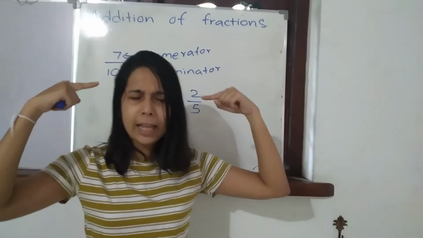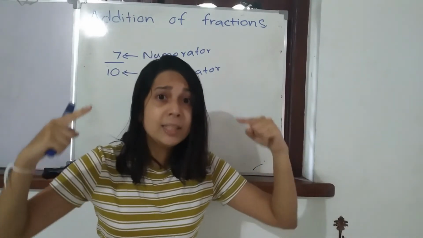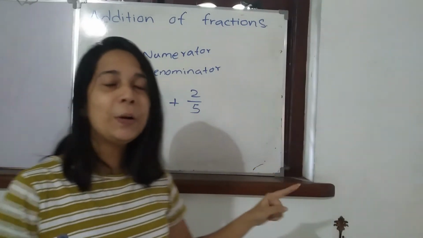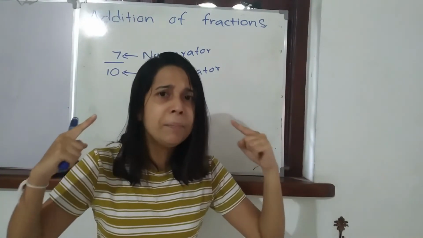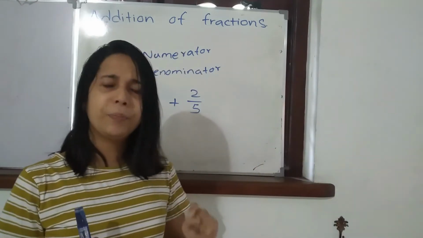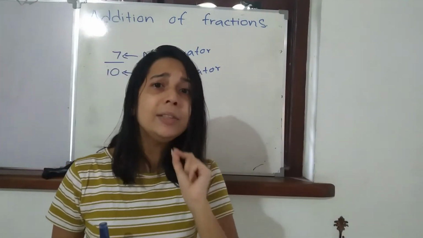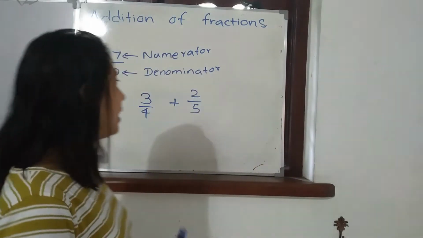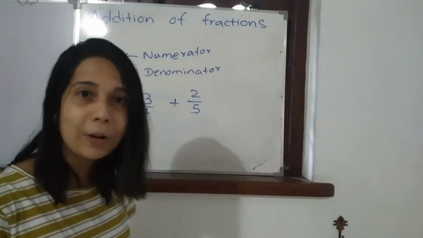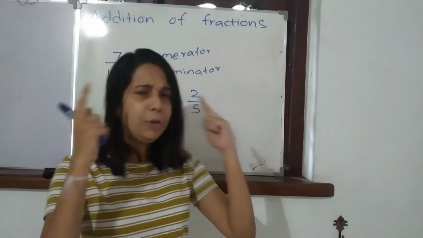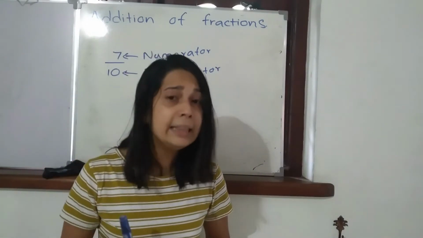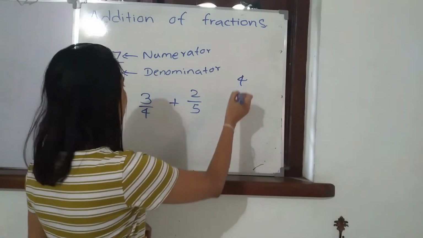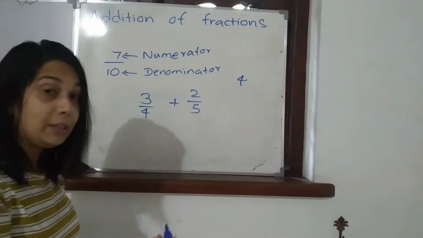So now you have to think, what is the least common multiple of 4 and 5? You know how to find the least common multiple, isn't it? LCM? We did it. So what is the least common multiple of 4 and 5? It's 20. If you forgot how to find it, I'll tell you this way. Let's write some multiples of 4. There are some more ways, but let's take this one for this moment.